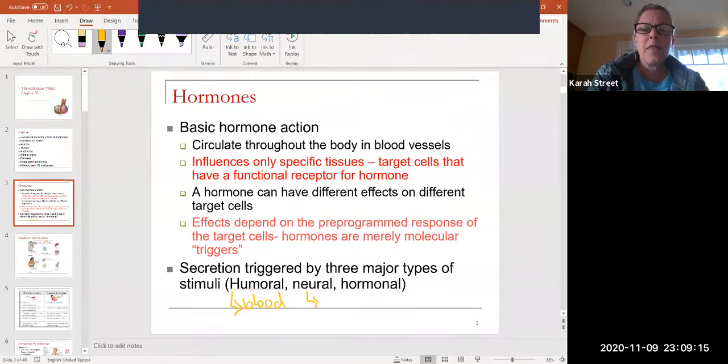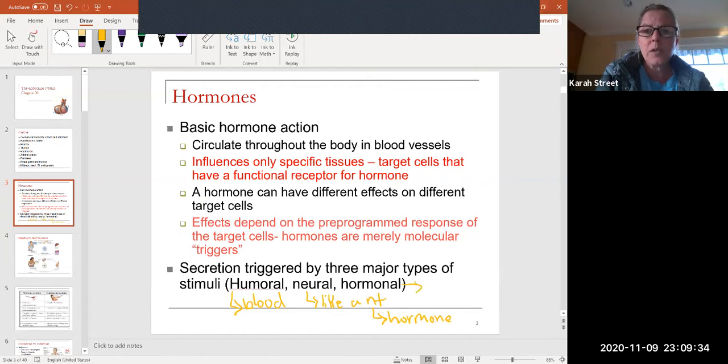Neural means it's released like a neurotransmitter, but the neurotransmitter is dumped into the bloodstream. So then technically it becomes a hormone. And I will give you examples of that.